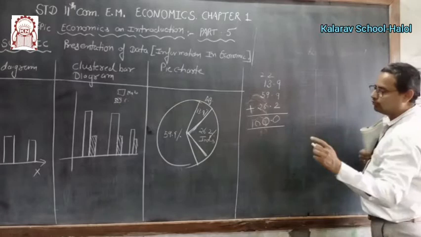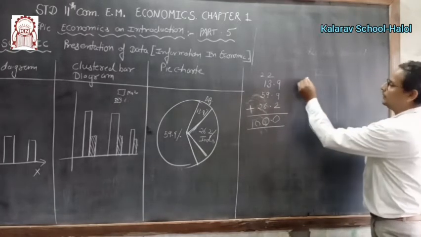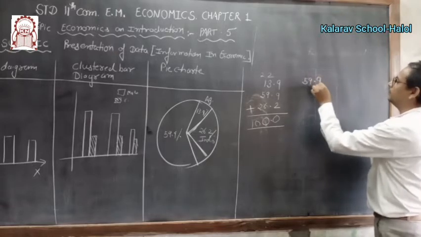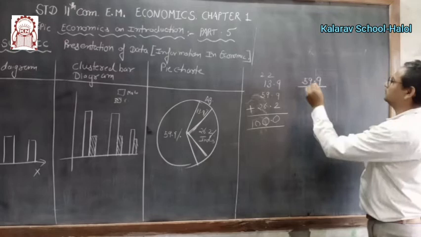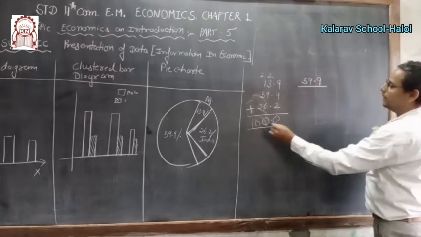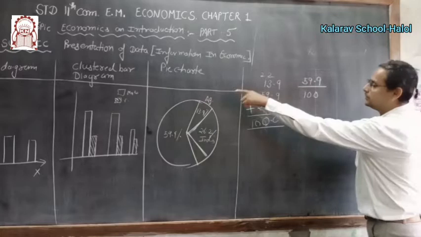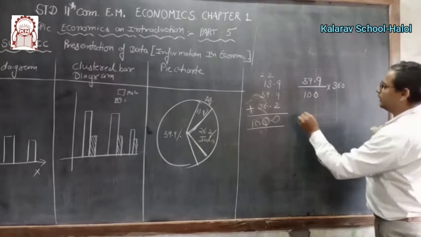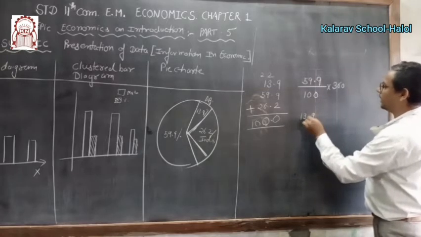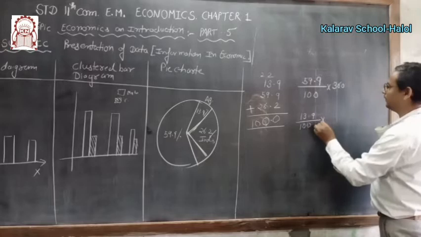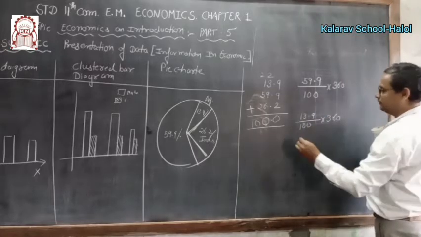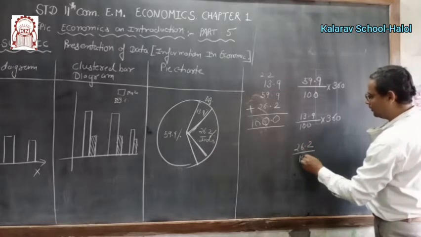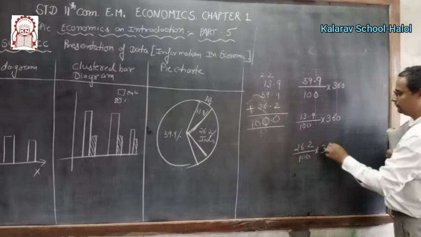Now how will you convert into angle? So see here, it is given 59.9 upon 100, and what is the measure of the entire circle? Into 360. Similarly, 13.9 upon 100 into 360. Similarly, 26.2 upon 100 into 360.